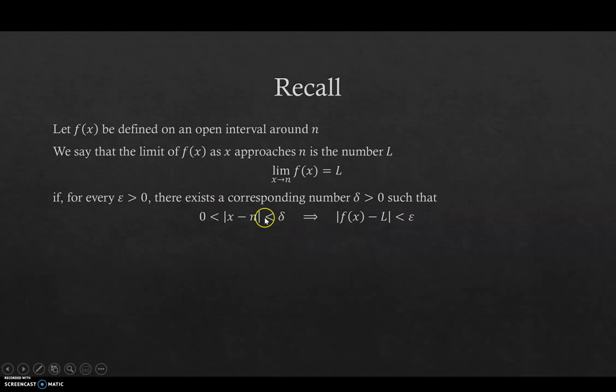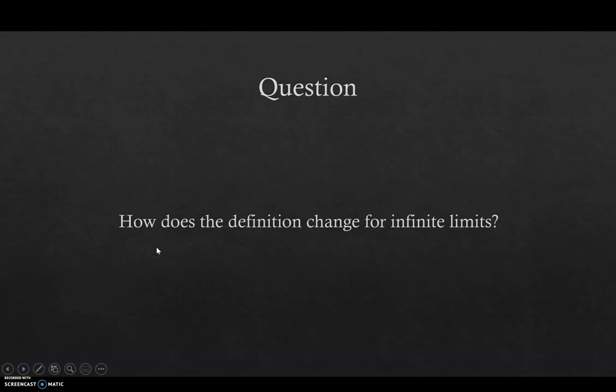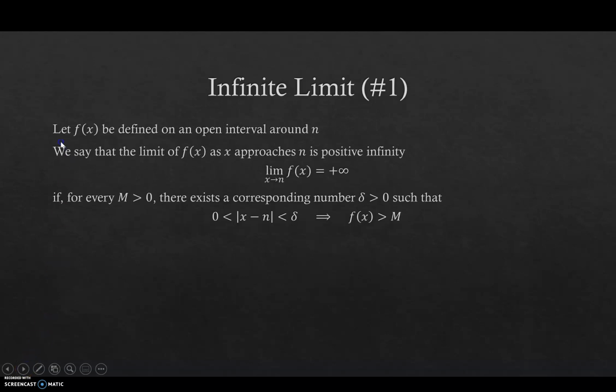Now again, these are distances we are talking about, so we just want to be close to n as our x's and close to L as our y's. Okay. Now, the question again, how does the definition change for infinite limits? Infinite limits, hopefully you recall, are limits that go to positive infinity or negative infinity with y values. So, here's the first one. I'm going to approach it from the perspective that there's one that goes to positive infinity and one that goes to negative infinity. So this is just the positive infinity one.